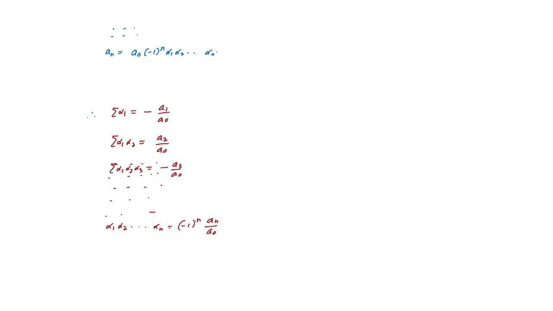And from this you can write, with a simple calculation, what is the value of summation alpha 1? This will be minus a1 by a0. What is the value of summation alpha 1 alpha 2? That will be a2 by a0. And summation alpha 1 alpha 2 alpha 3 will be minus a3 by a0. Up to alpha 1 alpha 2 up to alpha n, that product is (minus 1) whole to the power n by a0.